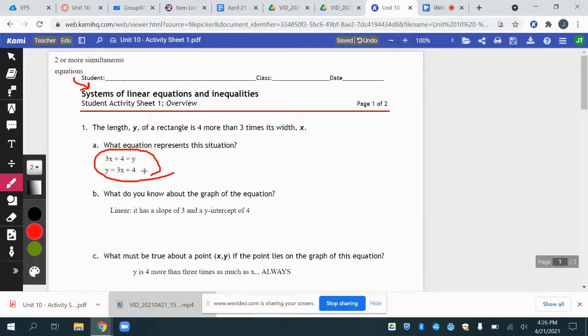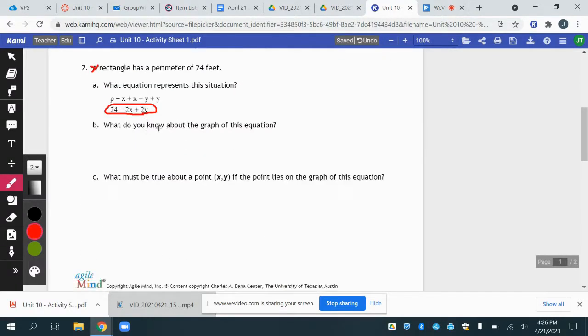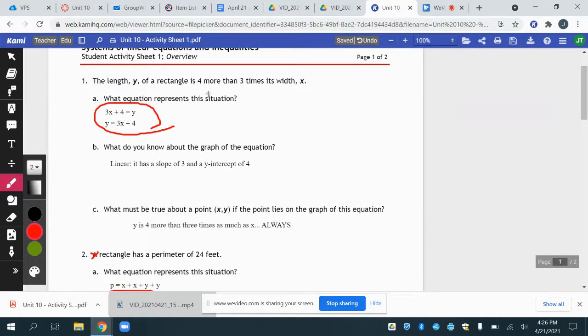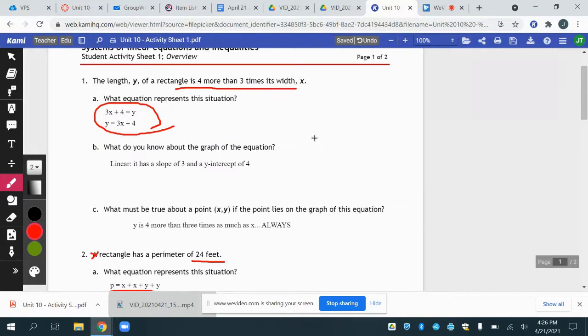And so was the one up here. And assuming we're talking about the same rectangle up here as down here, then we have a rectangle where the relationships of the sides, one side is 4 more than 3 times the other side, and its sides add up to make 24. So if we have a system, we're trying to say, and both of these are true. That's what systems are about, making sure both of these are true.